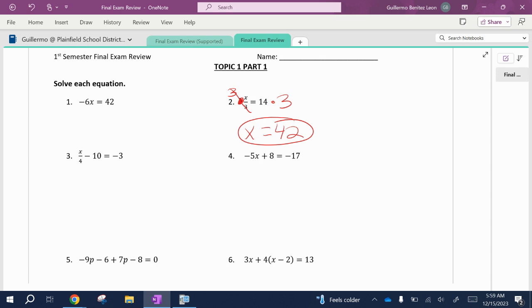Number 3, it is similar, except it is a two-step equation. You have to get rid of the 10 and get rid of the divided by 4. Then the minus 10 is further away, so I'm going to get rid of that first. The opposite of subtracting is adding, which means that x over 4 is left on the left side, equals negative 3 plus 10 is 7. Again, x is being divided by 4. To get rid of division, we multiply.